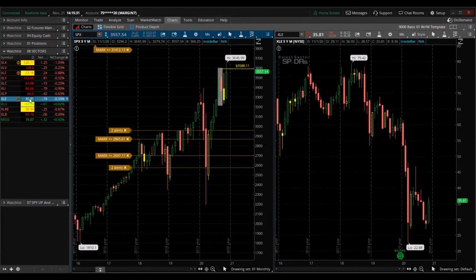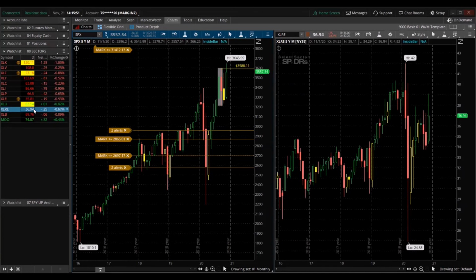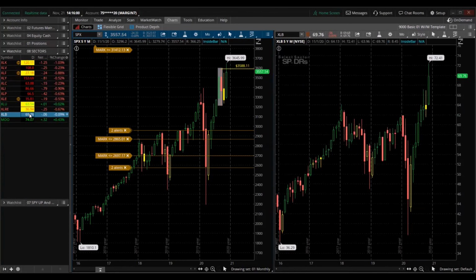Next one, XLE, energy, makes up 6%. Underperforming. I will not be buying the long-term energy sector right now. It's underperforming, worse than the financials. XLU, utilities, makes up 2.8%. Also struggling, underperforming. XLRE, the real estate sector, makes up 2.7%. It's also underperforming the S&P 500. XLB, materials, makes up 2.5%.